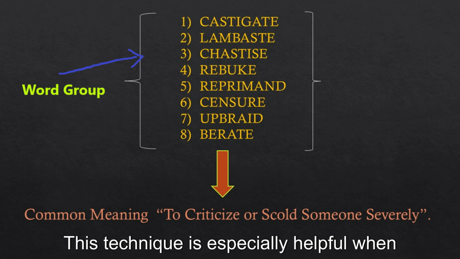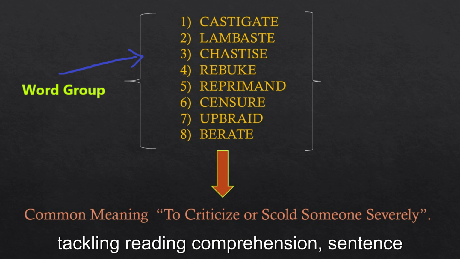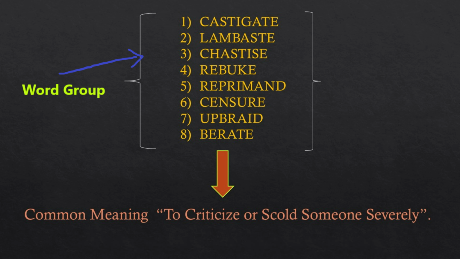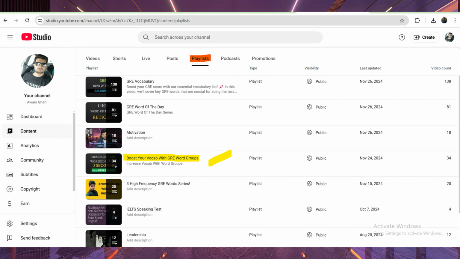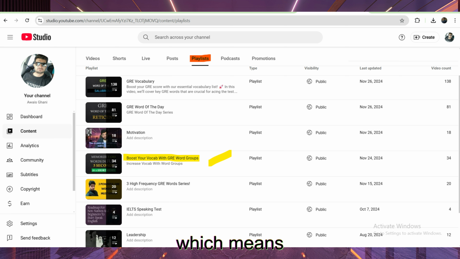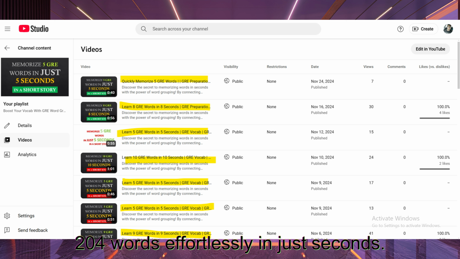This technique is especially helpful when tackling reading comprehension, sentence equivalence and text completion tasks. Now, on the same pattern I have created 34 word groups, and you can find them in the playlist titled Boost Your Vocab with GRE Word Groups. There each word group contains on average 6 words, which means 6 times 34, that makes roughly 204 words. So this technique allows you to learn 204 words effortlessly in just seconds.